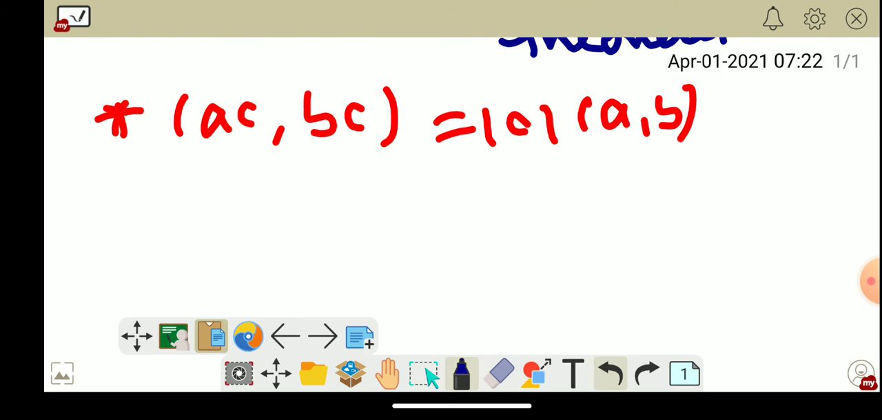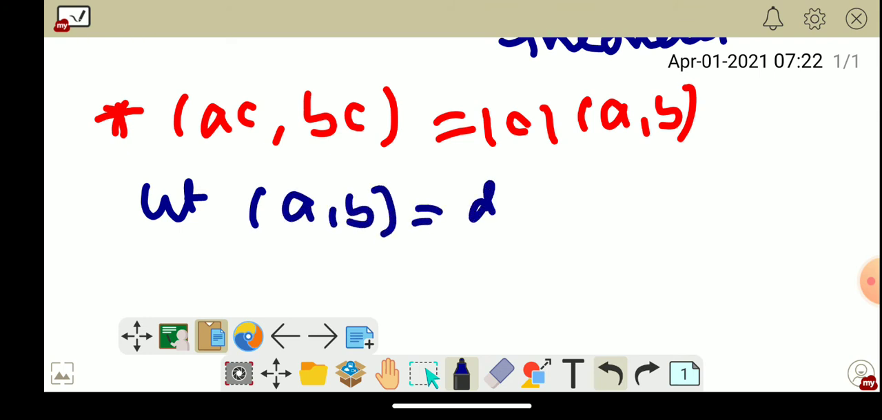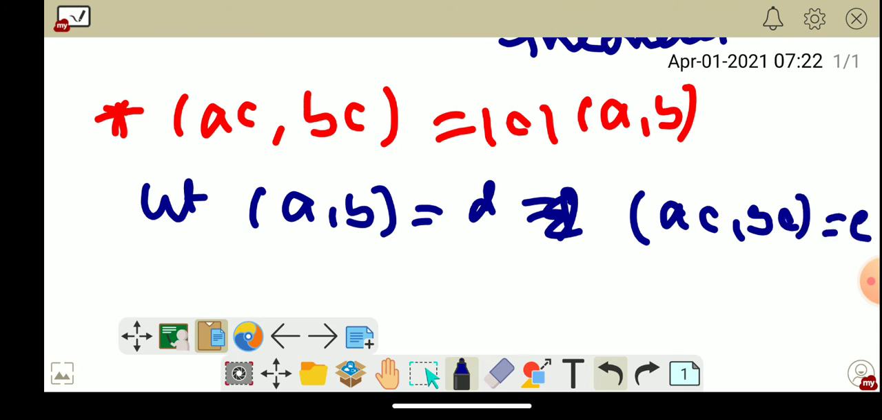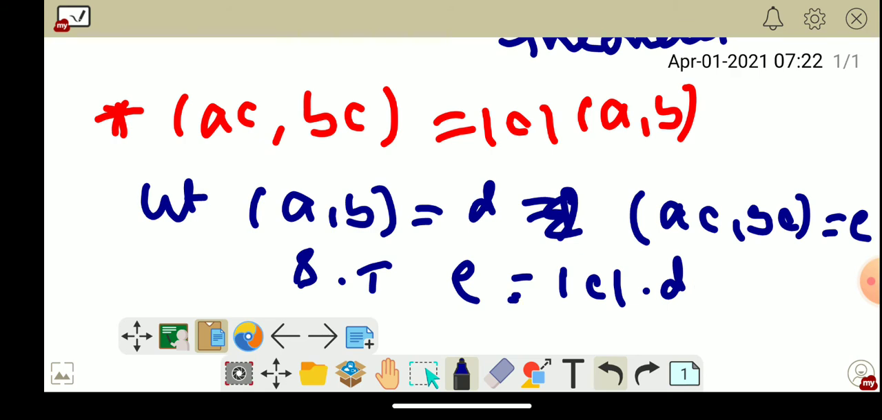Now let GCD of AB be equal to D, and also we can take GCD of AC, BC is equal to E. Now we have to show that E is equal to mod C into D. If we prove this, the theorem is done.